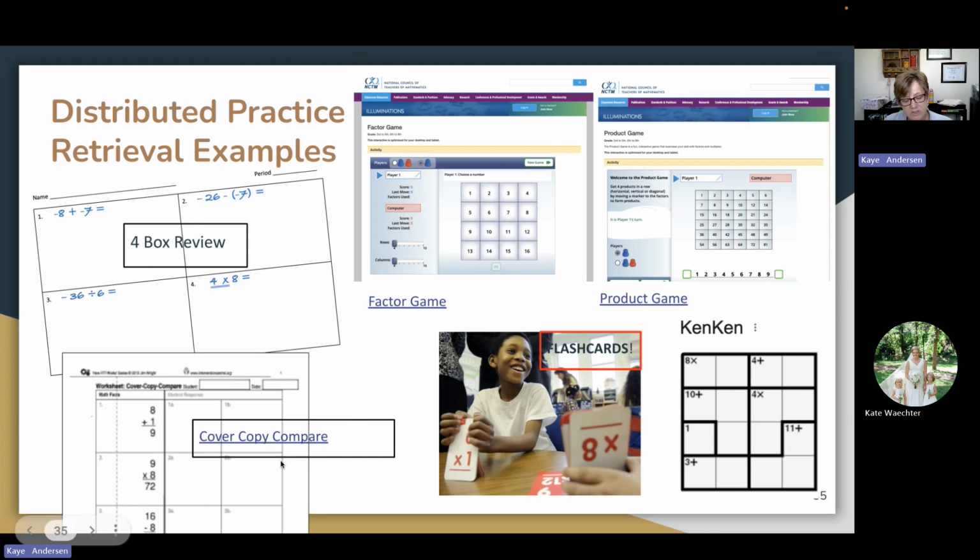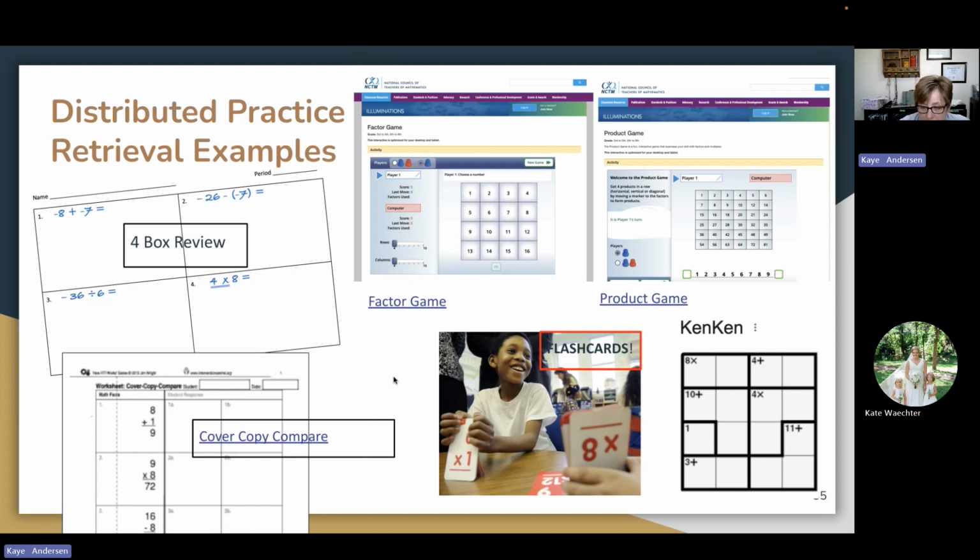One of the ones that shows on the National Intervention site, one of the very best ways to work with things like computation, is called Cover, Copy, and Compare. The links to all of these different games are in the slideshow. They're very appropriate for any grade level, with Cover, Copy, Compare down to kindergarten, up to the more difficult versions of factor game, product game, anything that you can think of that goes to the next level.